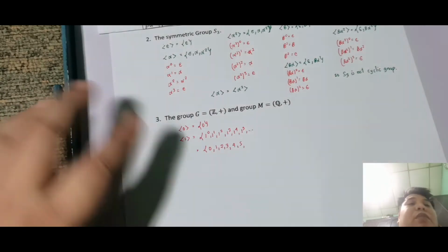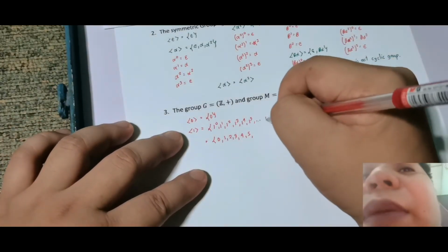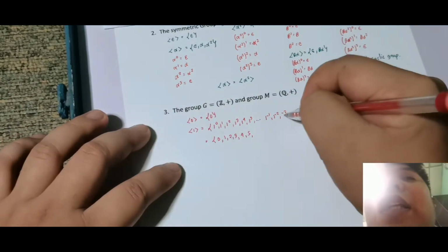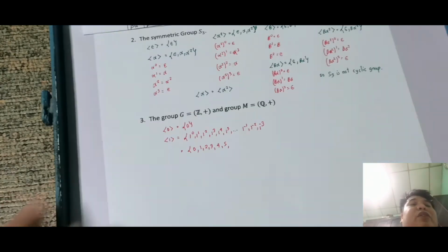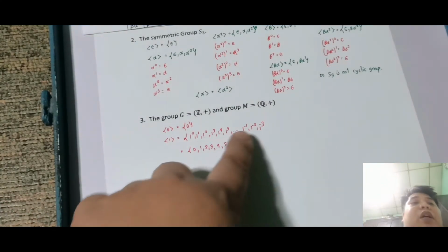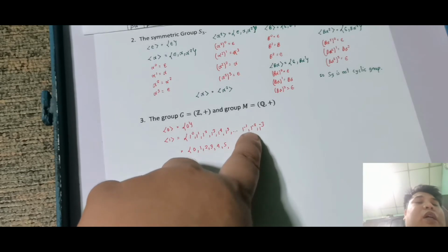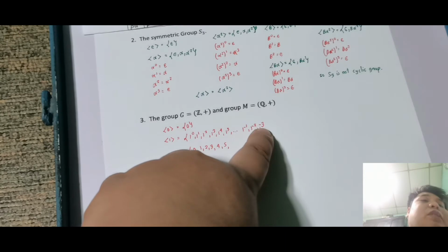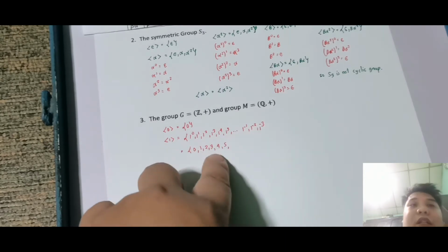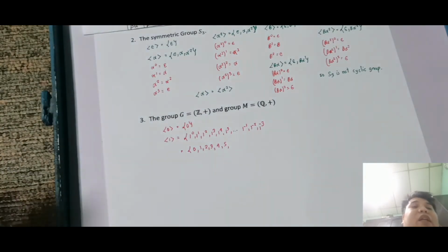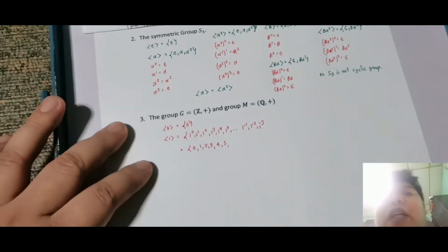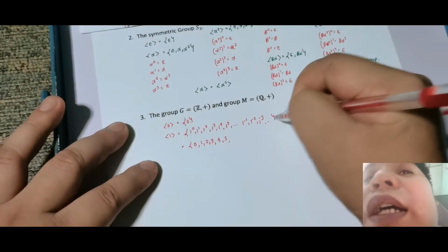Tapos, sir, wala pa po yung negative, di pa nakukuha. Kung kinuha ko naman 1 raised to negative 1, 1 raised to negative 2, 1 raised to negative 3. Ano ba ibig sabihin ng 1 raised to negative 1? Inverse ng 1, which is negative 1. 1 raised to negative 2 is inverse ng 1 squared, which is 2, so negative 2. 1 raised to negative 3 is inverse ng 3, which is negative 3. So, meaning, lahat nakukuha talaga niya pag nire-raise ko siya. So, si 1 is a generator ni G.